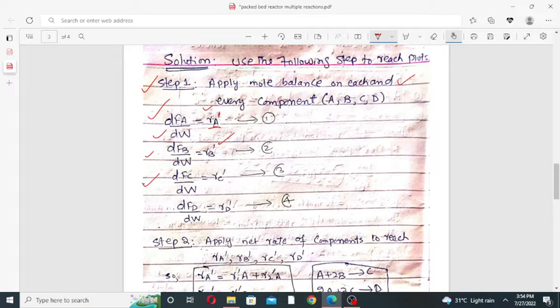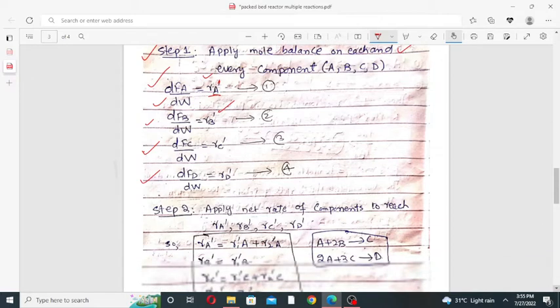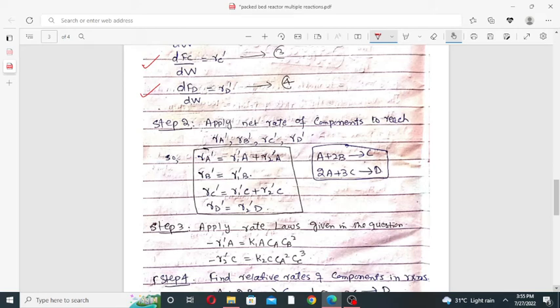The mole balance per component C is this one. The mole balance per component D is this one. Now the second step is to apply the net rate of component to each reaction.